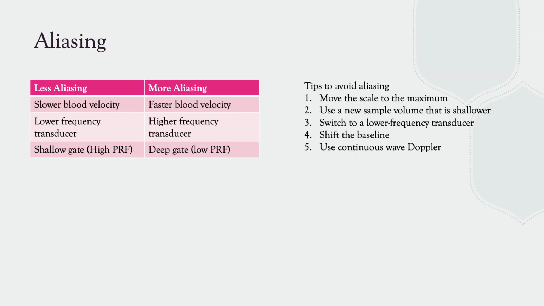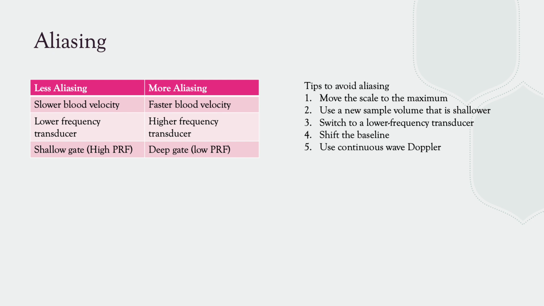So just a little bit more about aliasing and ways that we can avoid it. Less aliasing occurs with slower blood velocities, lower frequency transducers, a shallow gate or higher pulse repetition frequency. More aliasing is going to occur with faster blood velocities, a higher frequency transducer, and a deep gate or low pulse repetition frequency.